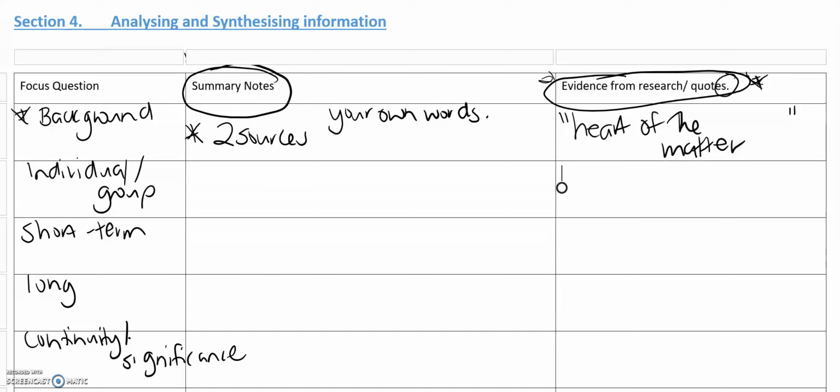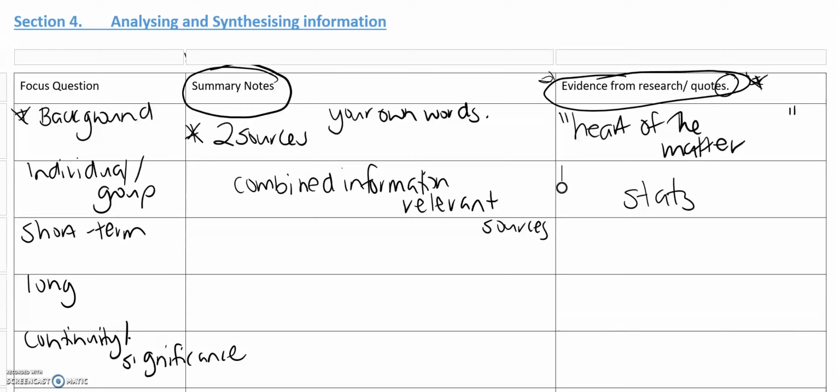It's the combination. I'm just going to write that there. It's the combined information that you're sticking here, okay, from relevant sources, the ones that will help you answer the question. Now, you might have stats as well. Stats is also, especially in economics, you're looking at an economic focus. Excuse me, statistics are also what we would look at as evidence.